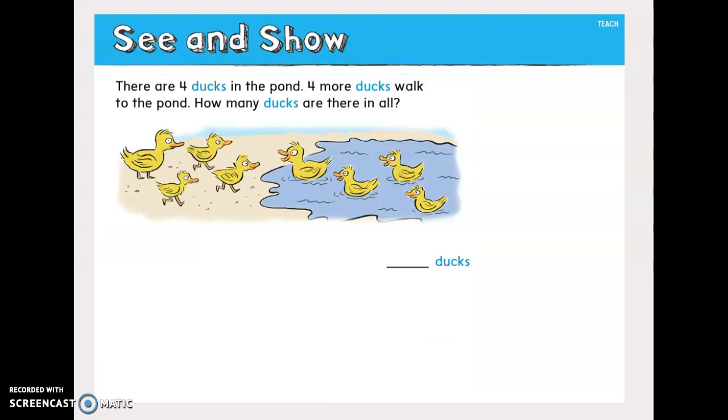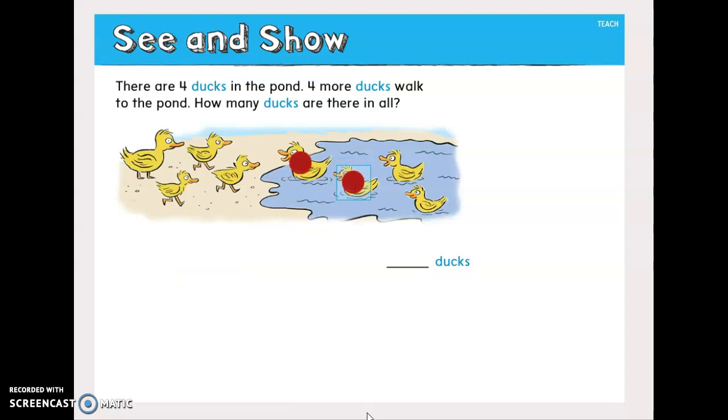All right, so now I want you to turn the page so that you can see these ducks. We'll do this one together too. There are 4 ducks in the pond. 4 more ducks walk to the pond. How many ducks are there in all? Okay, so we're going to get our counters out, and we're going to go to the beginning. There are 4 ducks in the pond. So I'm going to take 4 red counters. Ooh, we could put it on top of the ducks.